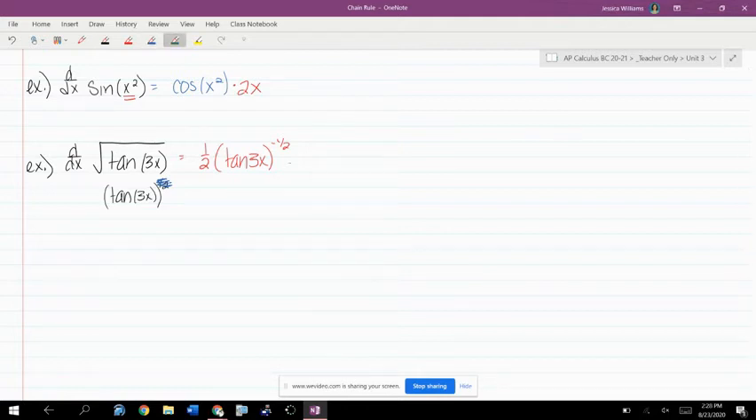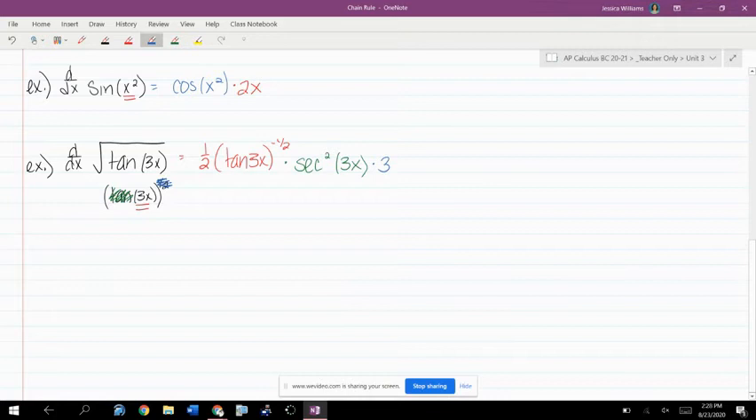The derivative of tangent is secant squared. So I have secant squared, leave everything else alone. And uh-oh, what's this? Another function. You have 3x left over. 3x has a derivative. That derivative is 3.